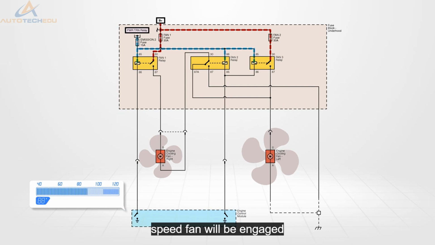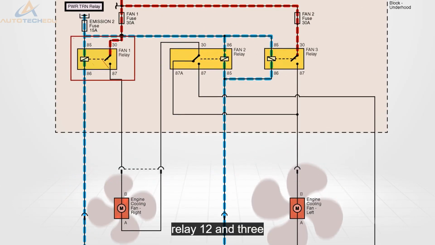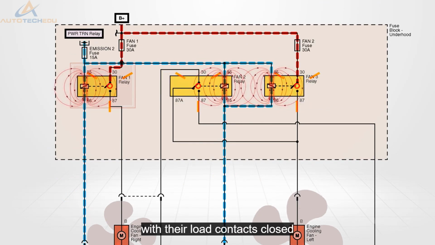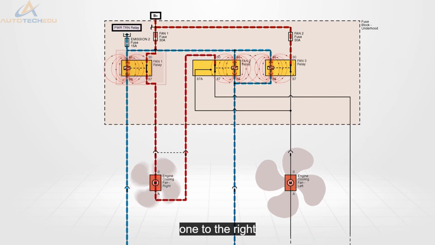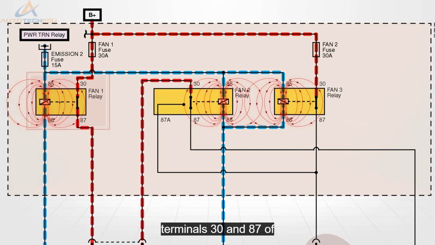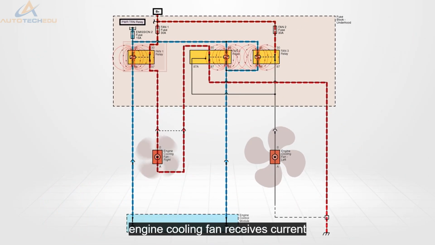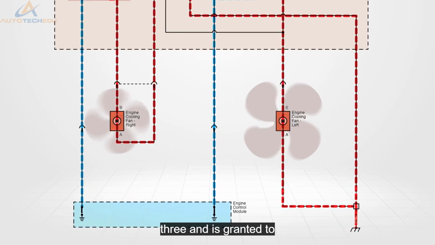The high speed fan will be engaged when the coolant temperature reaches a predetermined upper limit. The ECM now grounds both drivers simultaneously. Relay 1, 2 and 3 control circuits are now completed with their load contacts closed. Battery current flows through relay 1 to the right side cooling fan with the ground circuit now supplied through terminals 30 and 87 of relay 2. The left engine cooling fan receives current from the still closed relay 3 and is grounded to chassis.